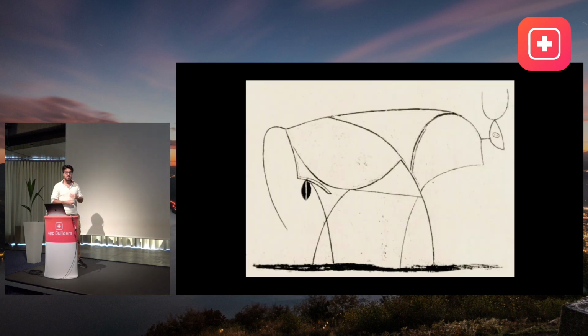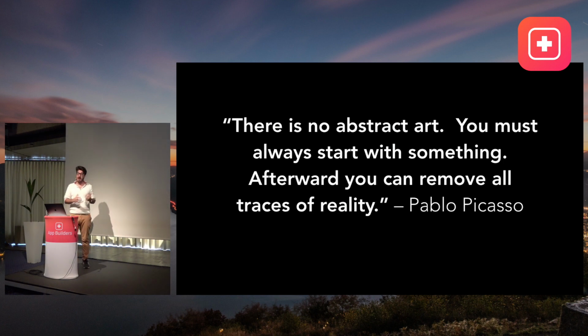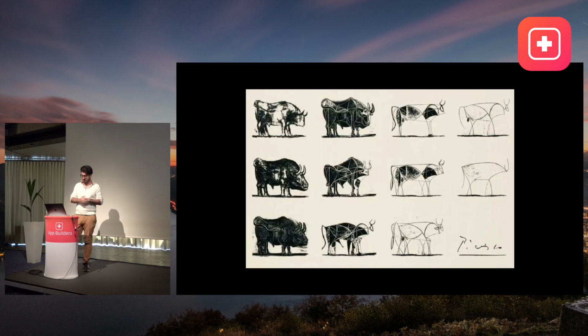So our artist, you may have guessed by now, is Pablo Picasso. And he said something. He said, there is no abstract art. And we know that all code is art, so that works great. He says, you must always start with something. Afterward, you can remove all traces of reality. And that's fundamentally what we've done here. We didn't create the abstraction out of nothing. We had working code that we hated, and we subdivided it into these different responsibilities, and then we removed all the traces of reality. Thank you.